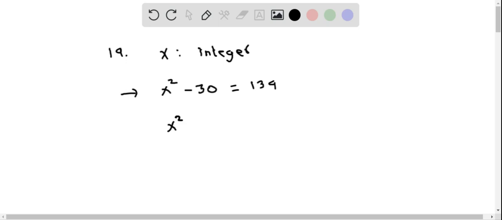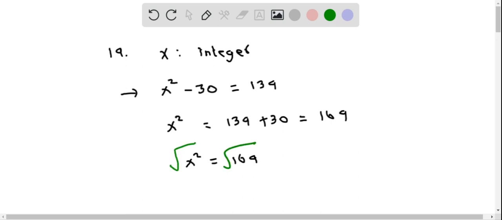And this means we can solve for x squared by adding 30 to both sides. So we get x squared equals 139 plus 30, and this equals 169. So here we have x squared equals 169. So we take the square root of both sides to solve for x. And so this gives x equals square root of 169, which is plus or minus 13. So therefore the integer is either positive 13 or negative 13.